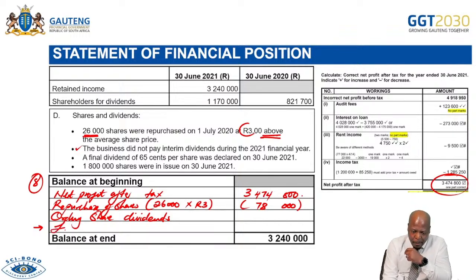So here I'm just going to say my final dividends now. And my final dividends are how much? They said 65 cents. And how many shares was I having here? 1.8 million. Okay, multiply that by 65 cents. How much was that going to give me?